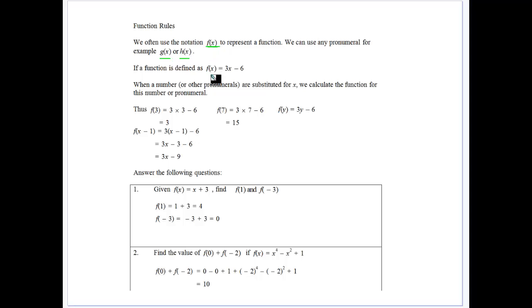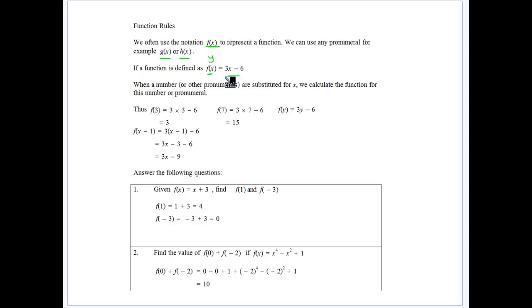It has a little bit of advantage over writing y is equal to 3x minus 6, for the simple fact that we could start to sub numbers in without having to say let x be equal to 3 or 7 or y. And so we can do that. So when we have the function of x defined as that, basically we're saying we've got some function defined in terms of x. So the pronumeral you should be seeing there.